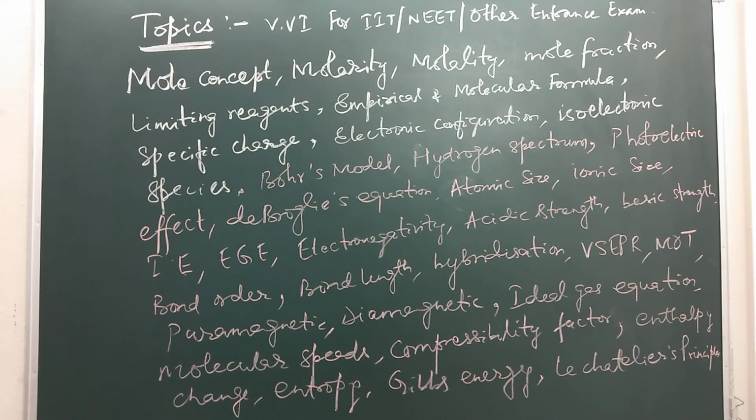You have to remember the bond order, how to find bond order of O2 based on the molecular orbital theory. Isoelectronic species have equal bond order. How bond order is related to bond length, how bond order is related to bond energy. Next is hybridization. I have already discussed the tricks to find hybridization.